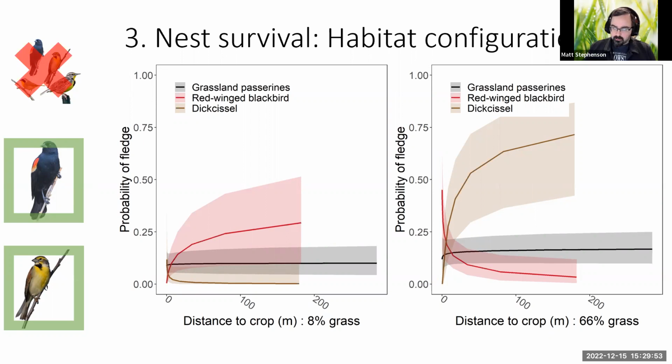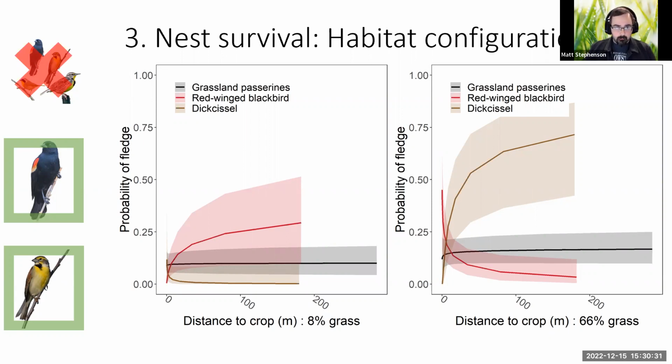But in a slightly more complicated landscape, 66% grass with some crop nearby, you can see that dickcissel nests that are right on the edge of grassland and row crop survived very poorly. And I think that this is due to nest parasitism by brown-headed cowbirds. Brown-headed cowbirds like to spend time foraging and loafing in the crop ground, and they happen to notice activity near dickcissel nests when the nests are right on the edge, when they're visible from the row crop field.